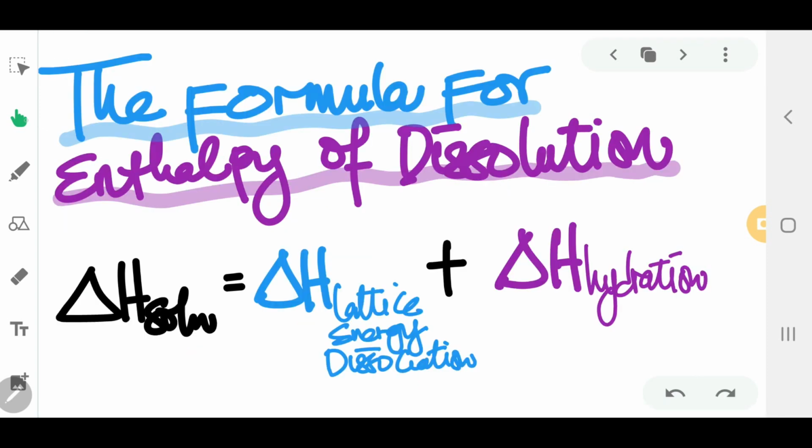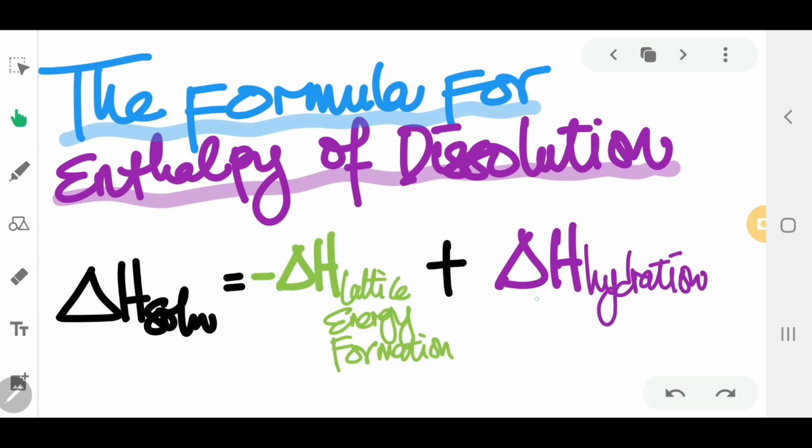The formula for the enthalpy of the dissolution process is delta H solution equals delta H, the change in enthalpy for the lattice energy dissociation, plus the enthalpy change of hydration. Or alternatively, we can write it in this form as well, but instead of the change in enthalpy for lattice energy dissociation, we will have negative delta H, the negative change in enthalpy of lattice energy of formation.